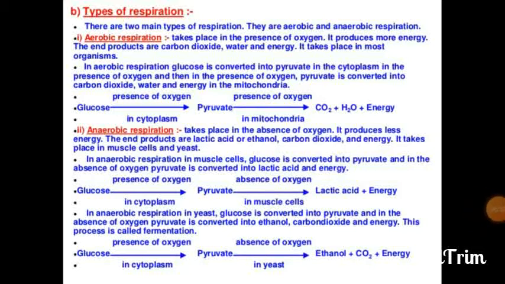Pyruvate is converted into carbon dioxide and water, while in anaerobic respiration, oxygen is not used. Glucose is converted into pyruvate in the cytoplasm, and it is converted into lactic acid and energy within the muscle cells without oxygen. This pyruvate can also convert into ethanol, CO2 and energy in the absence of oxygen in the yeast cells. But the energy produced in anaerobic respiration is very less as compared to aerobic respiration.